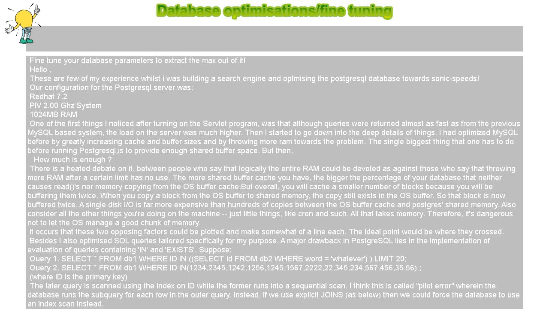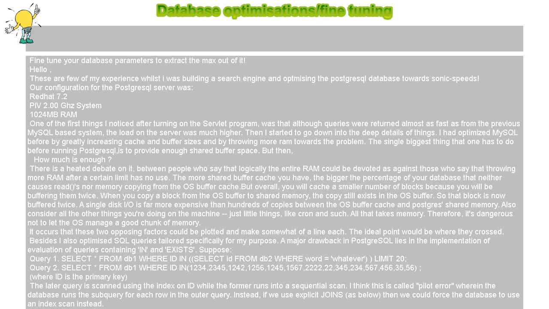When you copy a block from the OS buffer to shared memory, the copy still exists in the OS buffer. So that block is now buffered twice. A single disk I/O is far more expensive than hundreds of copies between the OS buffer cache and Postgres' shared memory.